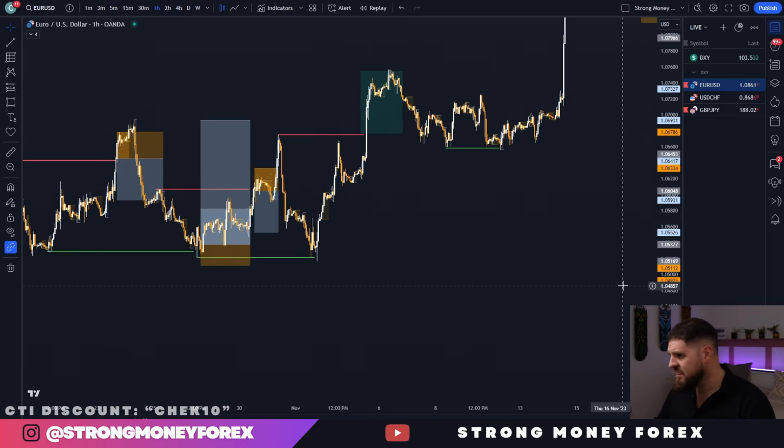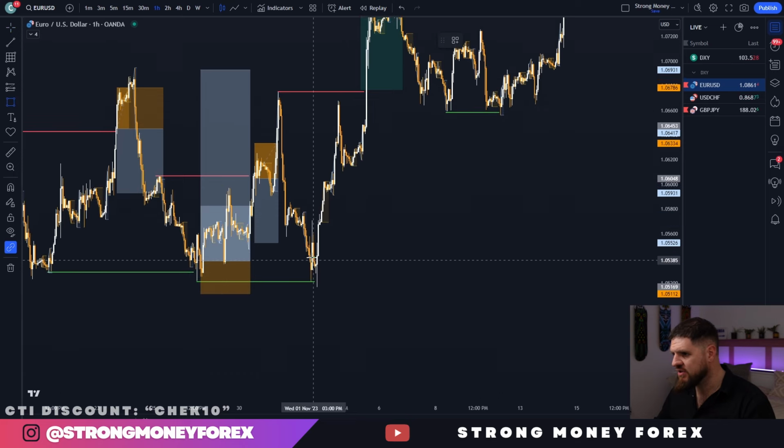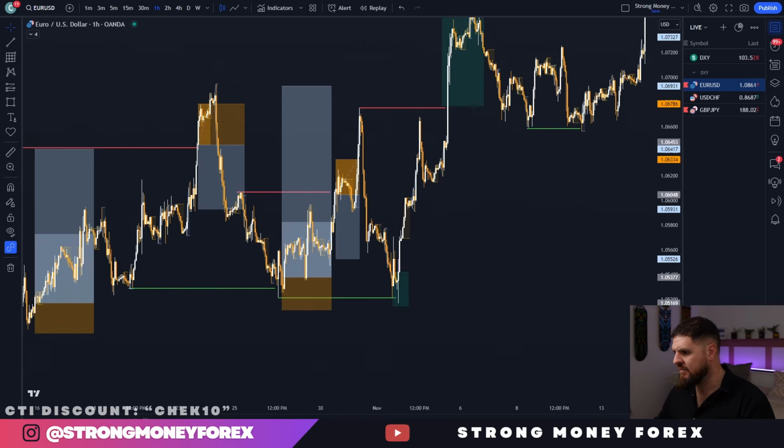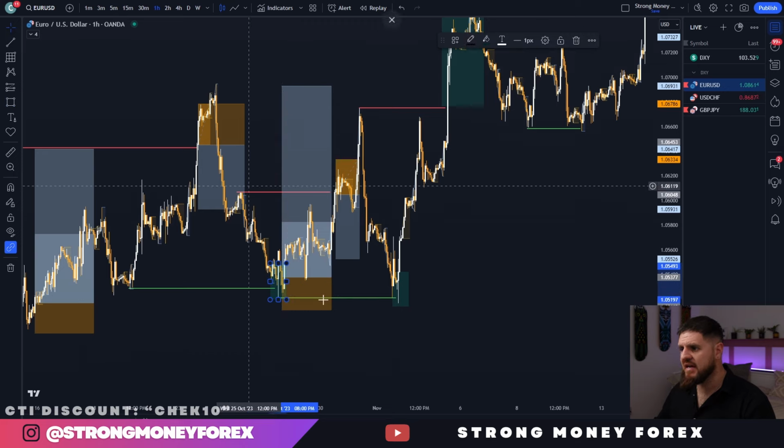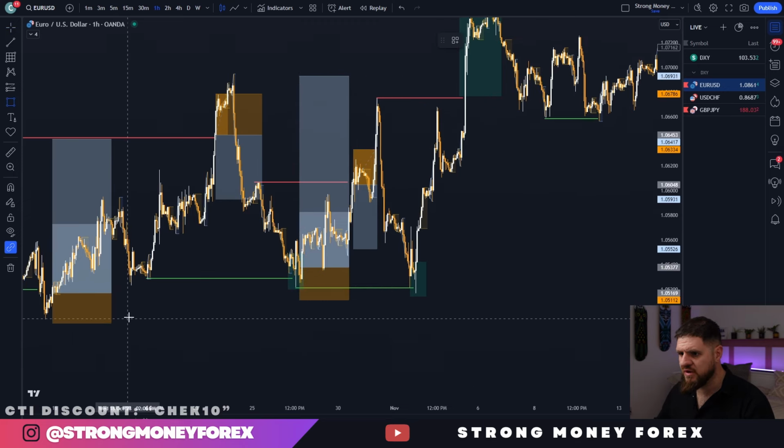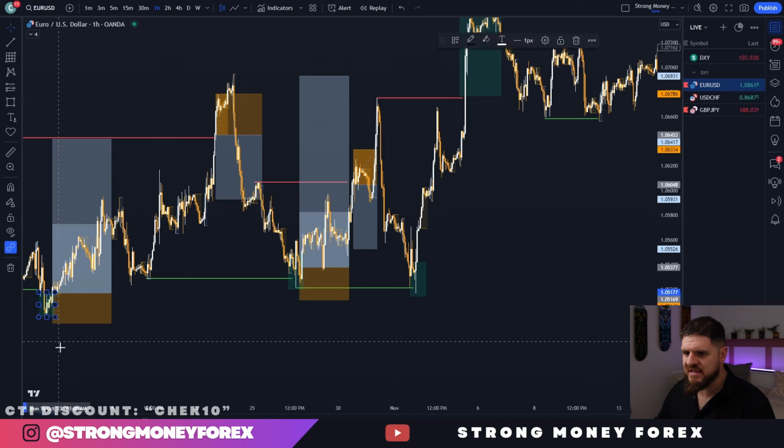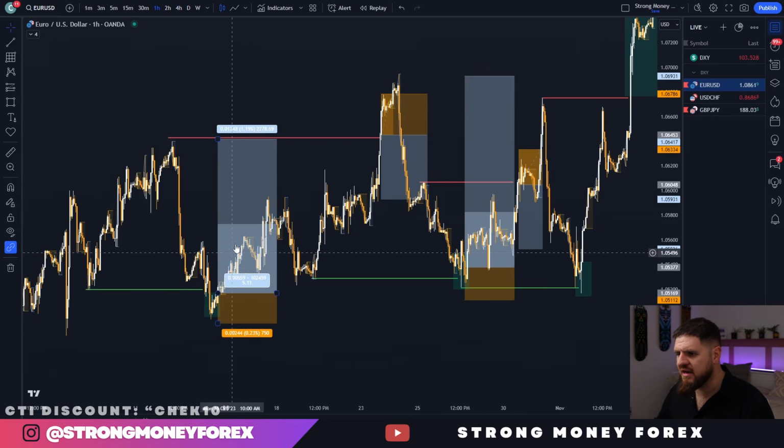Whereas when you look at this one here, look at how much time it spends below. Look at how much time this one spends below. These are hourly candles, so it's not spending much more than an hour each time. This one spends a little bit more time, but look at the immediate reaction.